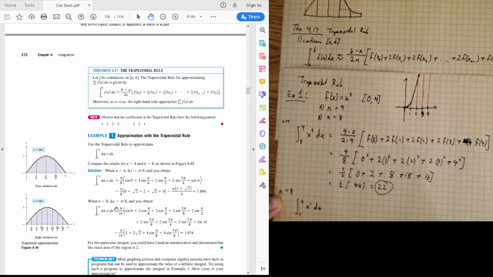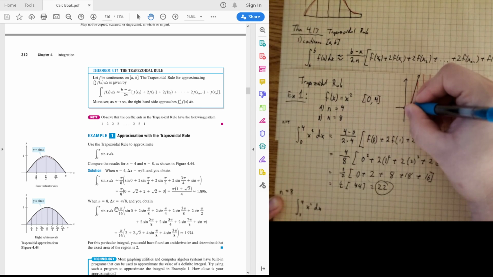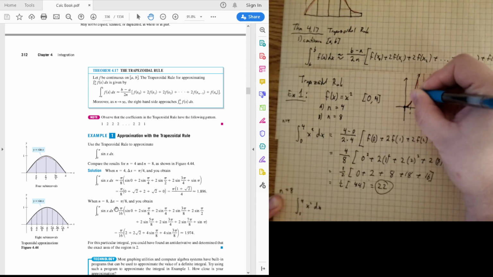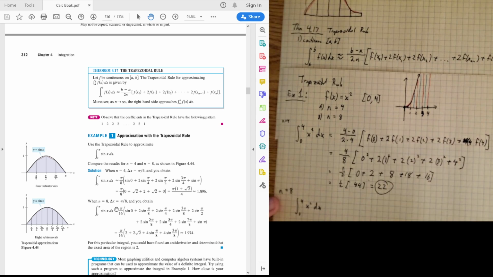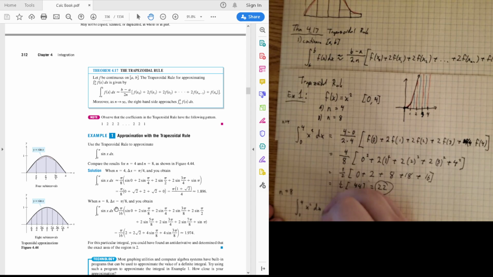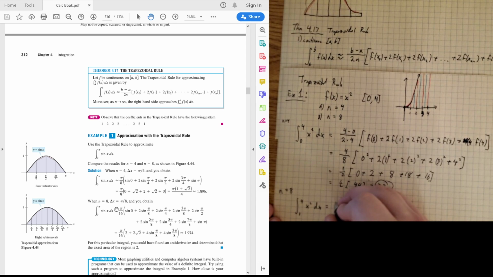But now if we're doing it with n equals 8, it's going to change how I do my picture up here. Instead of doing each of those trapezoids, we're going to cut each of these trapezoids in half again to get a total of 8 of them. So this means we're going to have 4 minus 0, so b minus a, over 2 times n, and in this case n being 8.